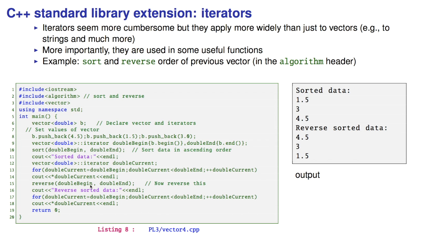Then if I reverse the sorted data, what I need to do is just call the function reverse with the same arguments, and what it now does is get 4.5, 3, 1.5 if you print it out. So this gives an idea why iterators are going to be so powerful and so useful, because it's a generic statement. It doesn't need to know much about what the class is. I can use the same function on it.